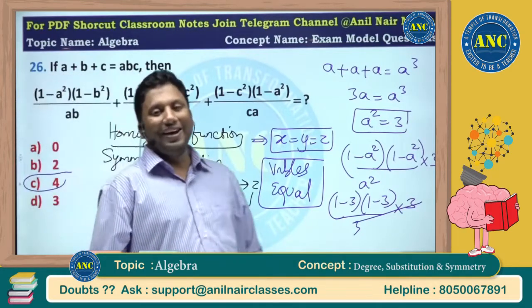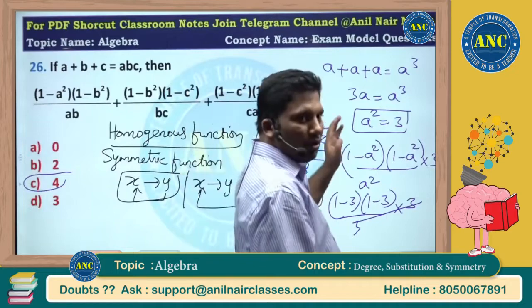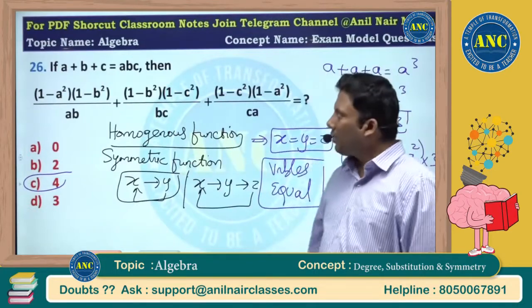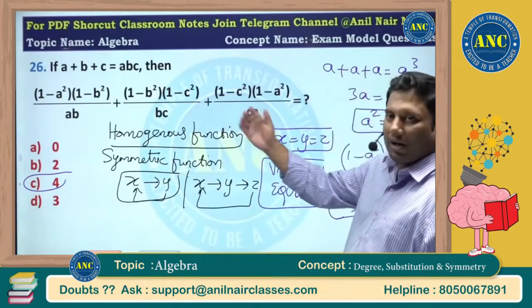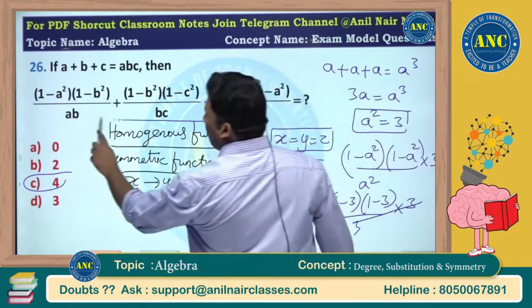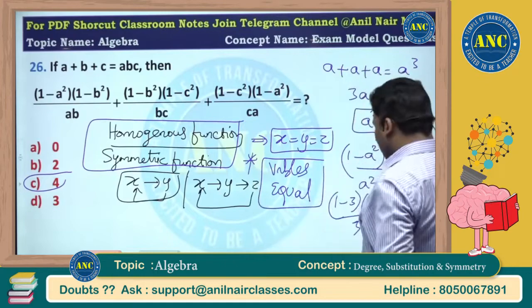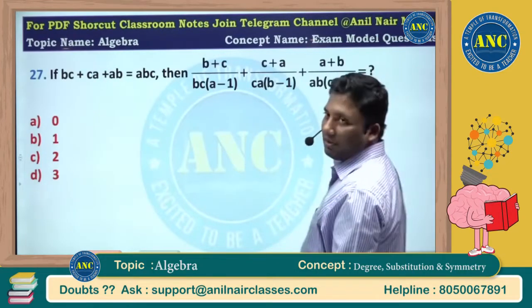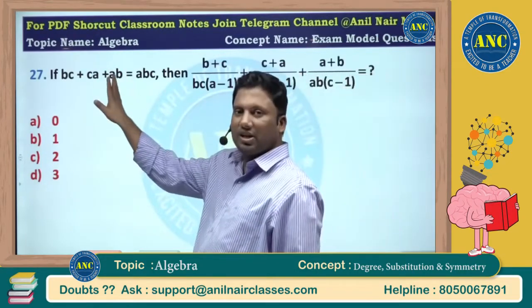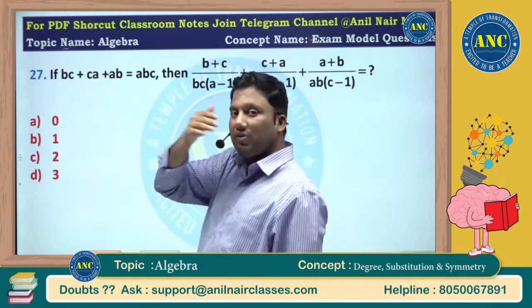I hope the idea is very, very clear to you. Make A equivalent to B equivalent to C. Whenever you find a symmetric function, what is the concept? Make the variables equal. A is replaced with B. B is replaced with C.